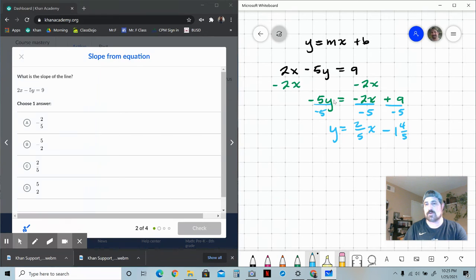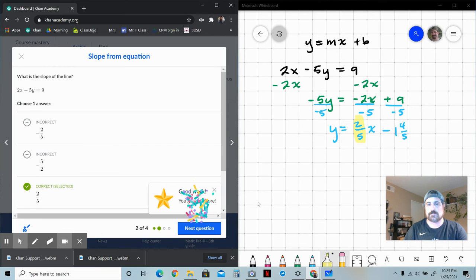But that's not so important for this problem because it's just asking for our slope. So our slope is the coefficient of x, positive 2/5. And so that's what you put, positive 2/5, and you're good to go.